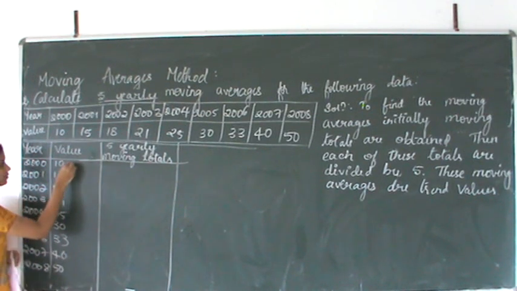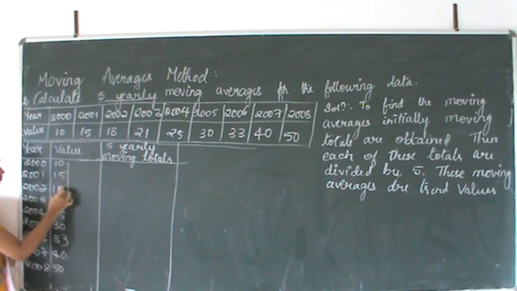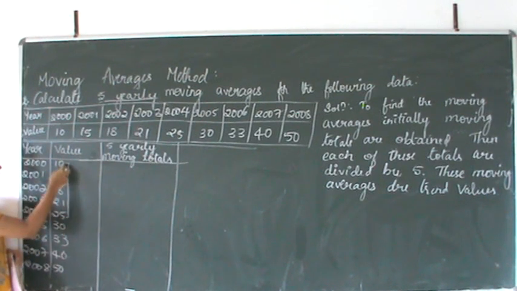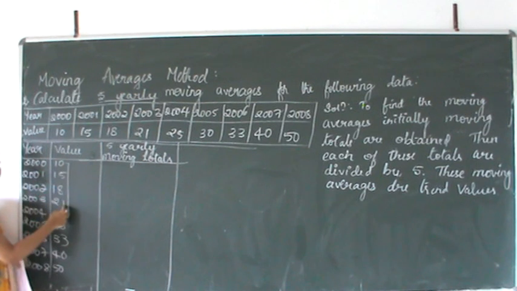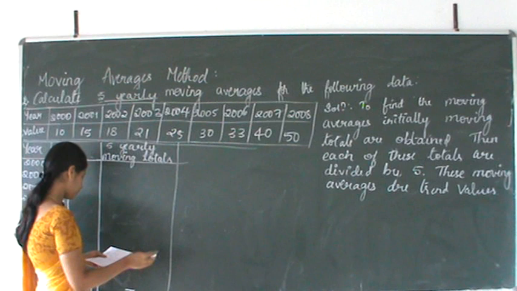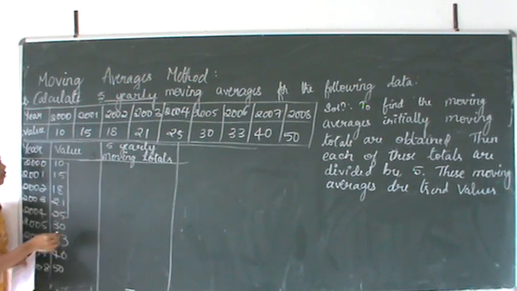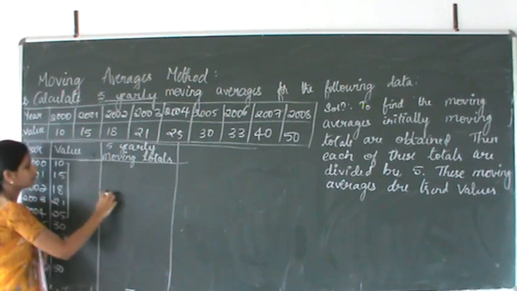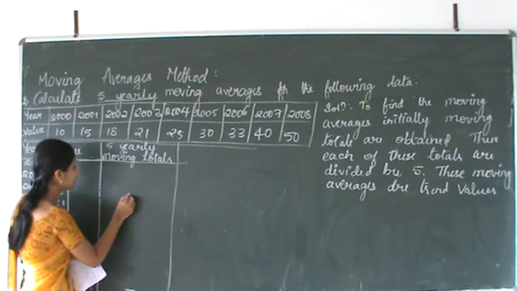So the first 5 years will be considered as one group, up to 2004. 2000 to 2004 will be one group, and we are going to calculate the total. 10 plus 15 plus 18 plus 21 plus 25 is 89. So where are you going to write this value 89? We are going to write the total in the middle of this time span. The middle between 2000 and 2004 is 2002. So in front of 2002 the value will be 89.